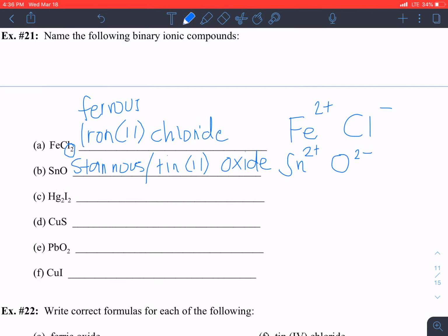You're going to try the other ones. I will say watch out for this one and watch out for this one. Separate the two ions.